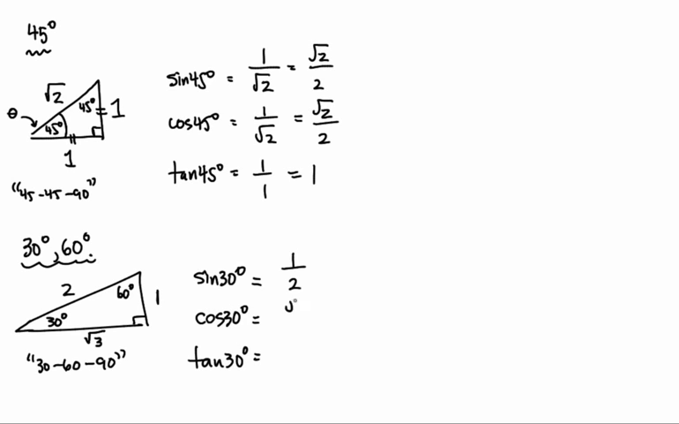What is cosine? It's adjacent over hypotenuse. And what's tangent? It's opposite over adjacent, which could become root 3 over 3. But we can also do the 60 degrees as our theta.